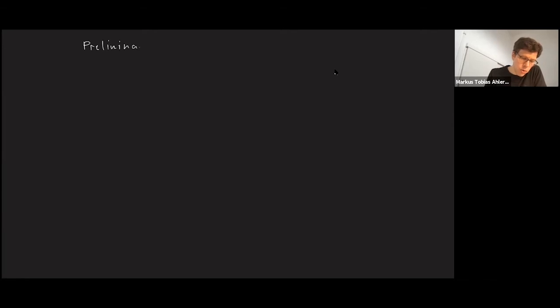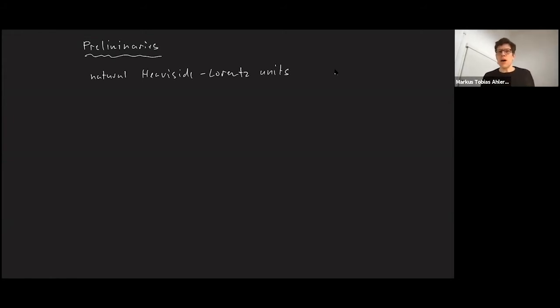So I would like to start with some preliminaries about the units and conventions that we are going to use. In the following, we are going to work with natural Heaviside-Lorentz units. For those of you who are already familiar with particle physics from your work as a PhD student, these are basically the conventions which are used quite frequently in particle physics. So we are going to use Planck's constant h bar, or rather h divided by 2 pi, equal to the speed of light equal to 1.